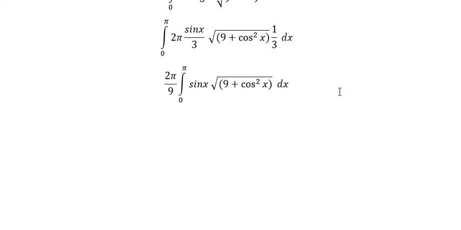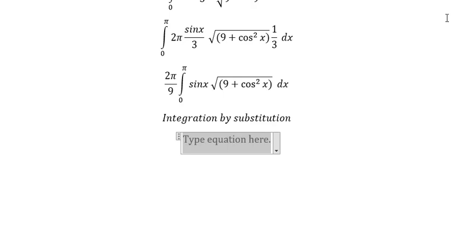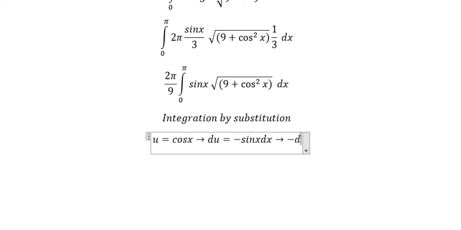Now we can use integration by substitution. So I will put u equal to cosine x. du, we have negative sin x dx after we do the derivative. Later, we put the negative sign to the u.